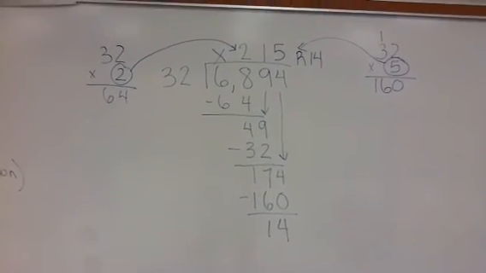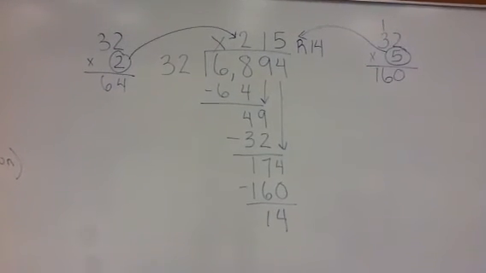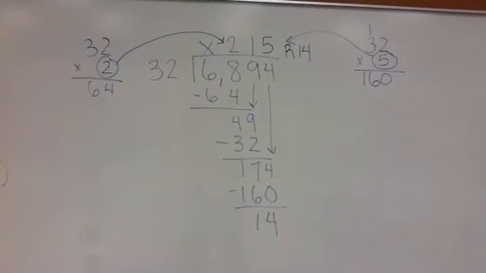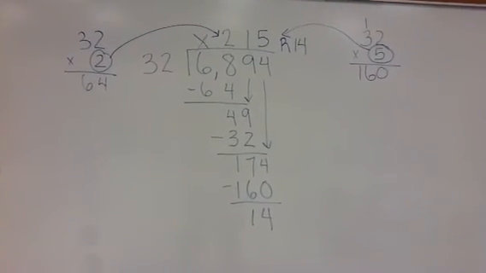So that means that that number is my remainder. When you have no numbers left to bring down, it becomes a remainder. So our answer is 215, remainder 14.